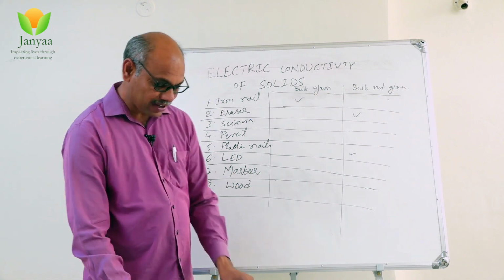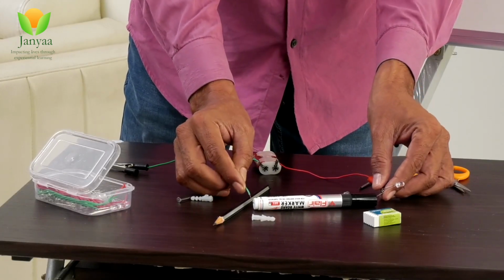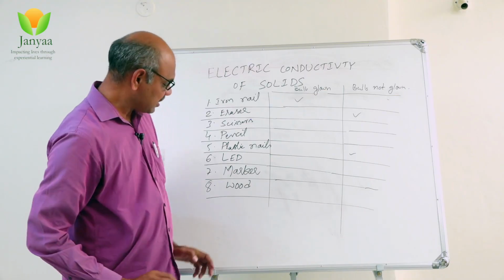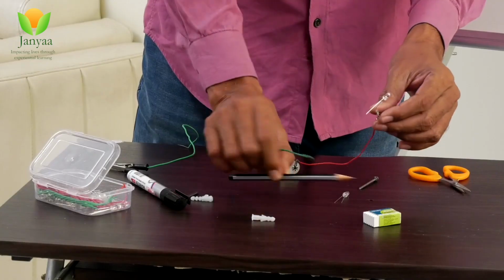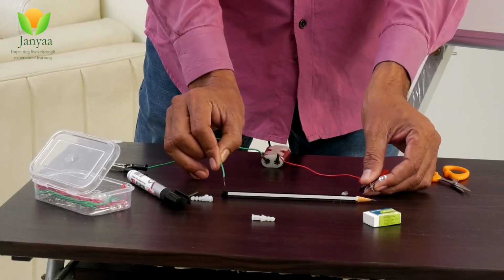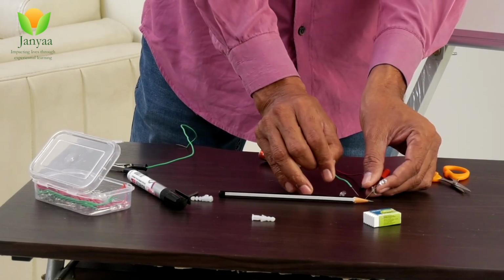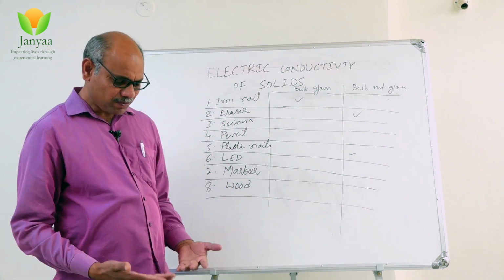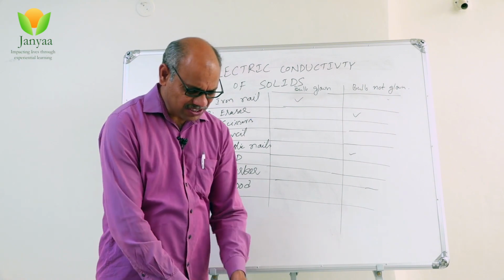Next, marker. See, is the bulb glowing? Because the marker is made of plastic, it is not glowing. Now we already tested wood, the pencil wood. Is the bulb glowing? No, it's not glowing.